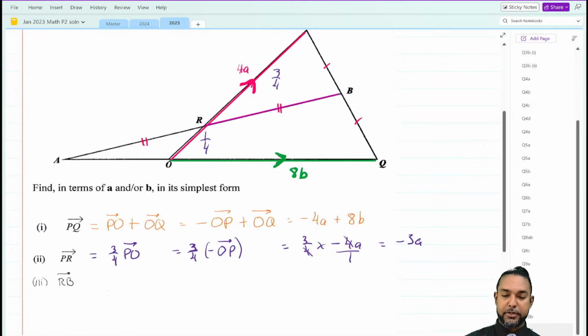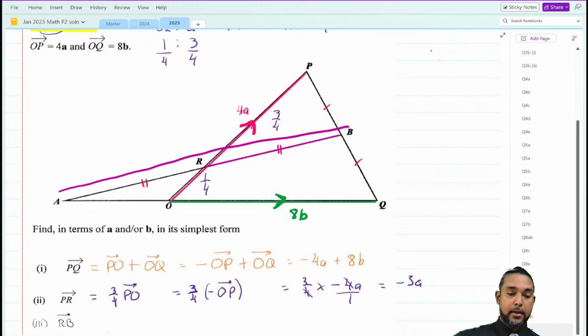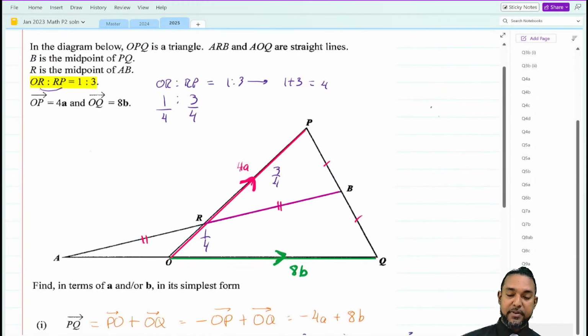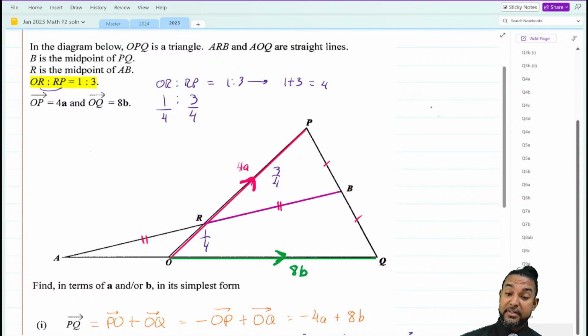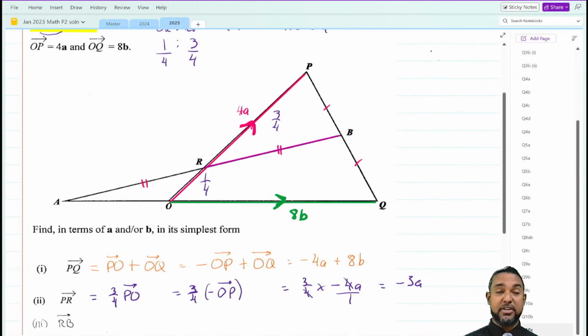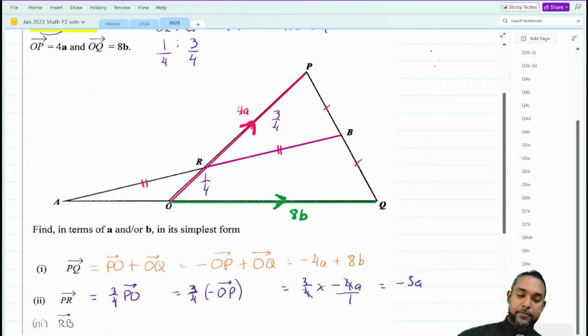All right, cool. So check this. Now RB lies on what larger line? AB. And because we know R is the midpoint of AB, we know RB is a half of the whole of AB. But the thing is, we don't have any information about A. We don't know how to get from O to A, nothing like that. So what I would encourage you to do here is, from R, how do we get to B? We could go from R to P, and then from P to B.